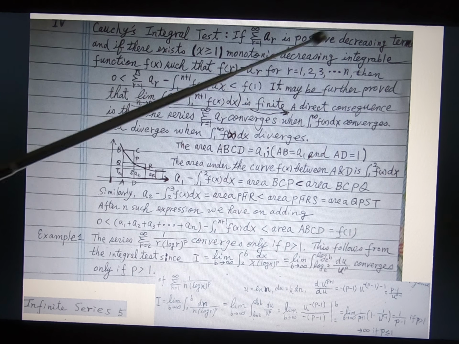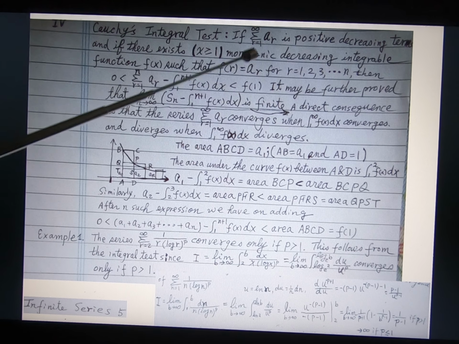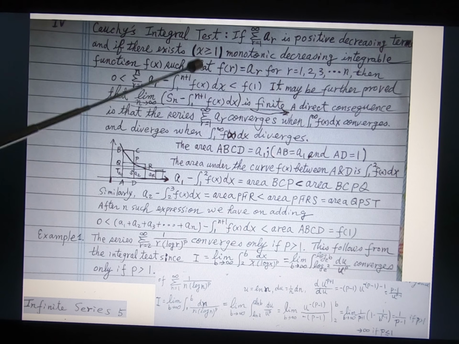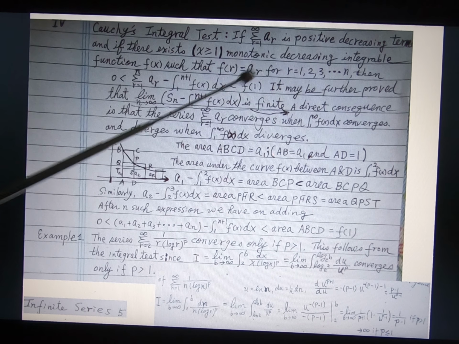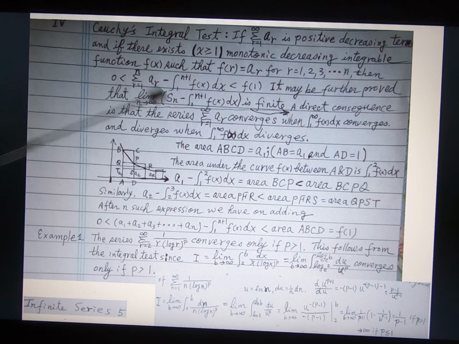So if it is a positive decreasing term, if there exists a monotonic decreasing integrable function f, then 0 is less than the partial sum minus the integration, which is less than the function of 1. And you can see, the test shows that the series converges when the integration converges, and these are proved. It's all listed here. I give you an example here.